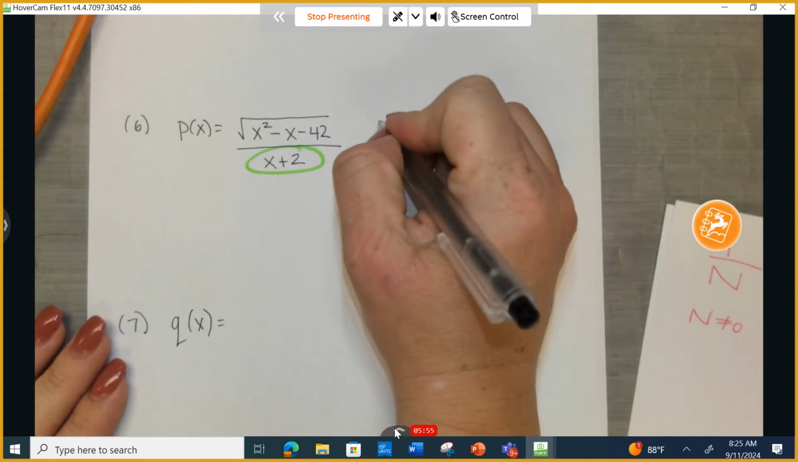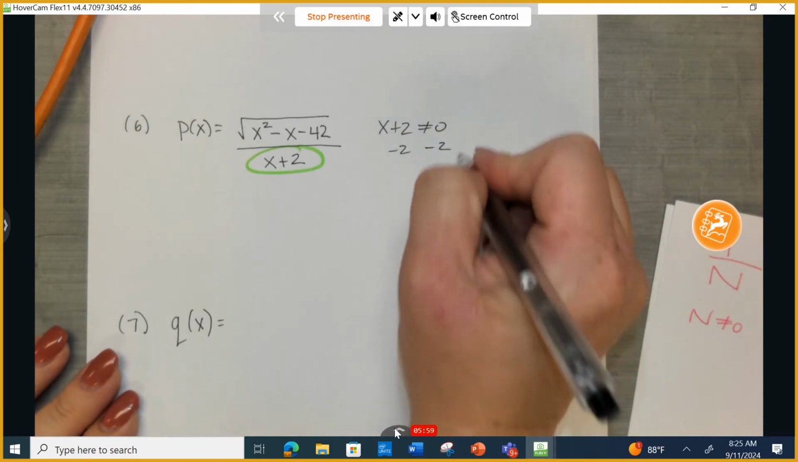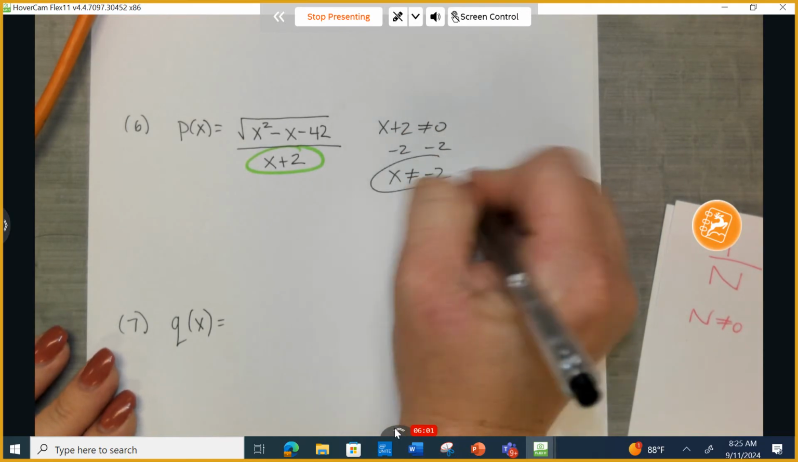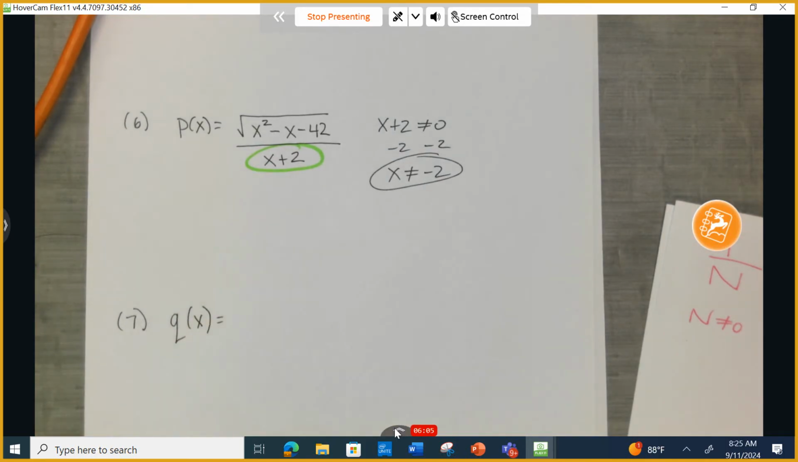So I'm going to go off to the side and write x plus 2 cannot equal 0. And then just quickly solving, I know that at no time can x equal negative 2. If that occurs, I have 0 on the bottom. It's undefined. Can't happen. Remember, determining the domain means what am I able to plug in, and I get a corresponding output value or y value.